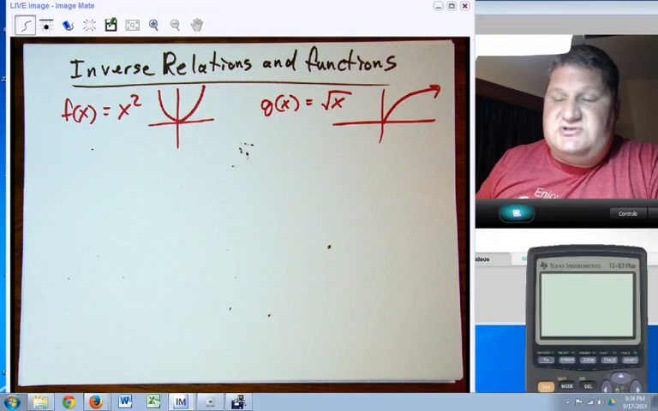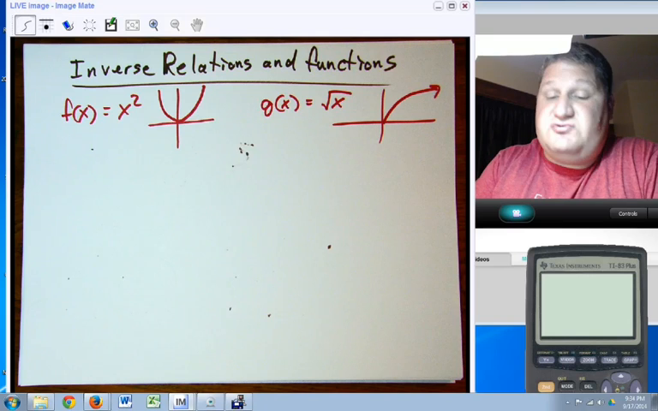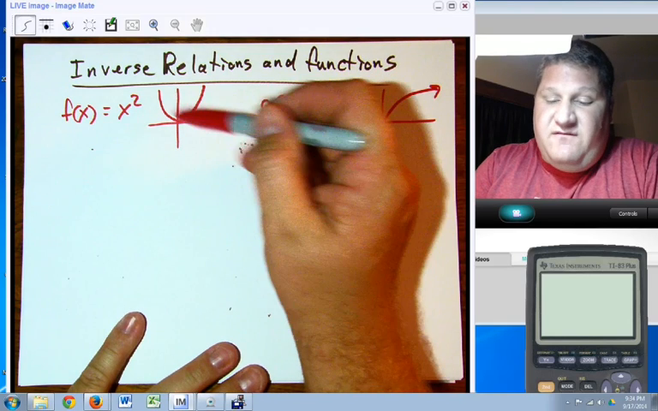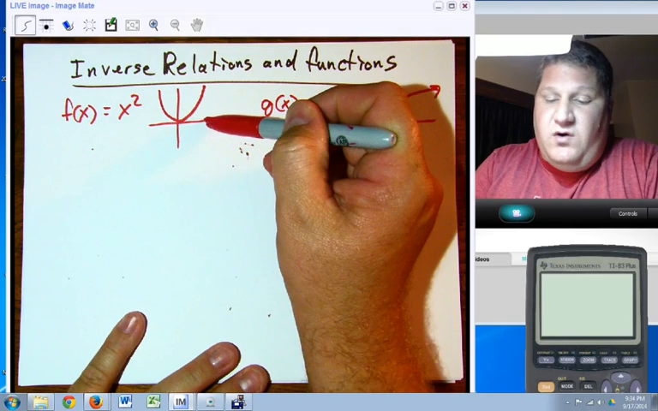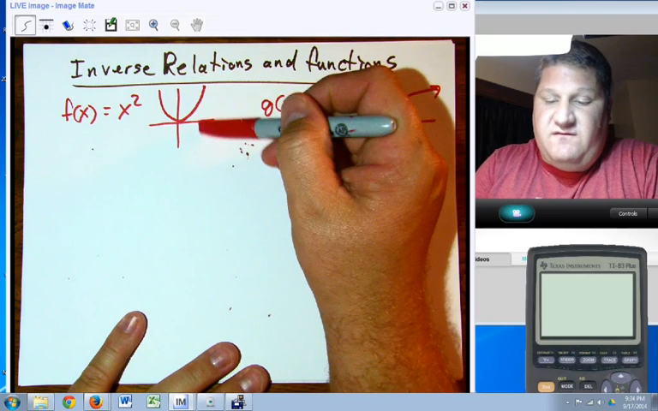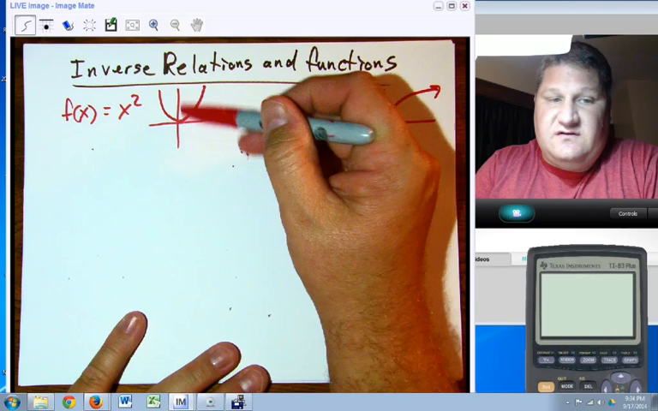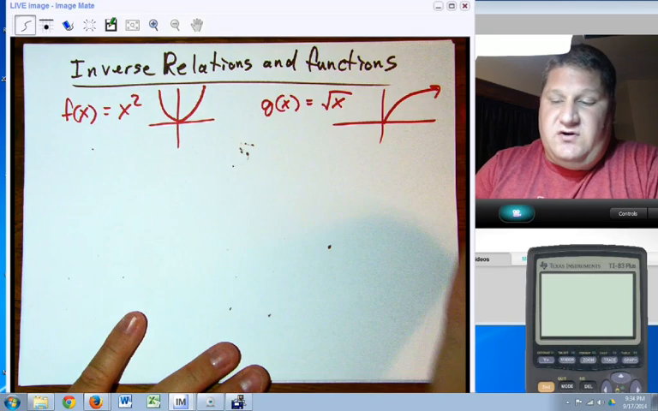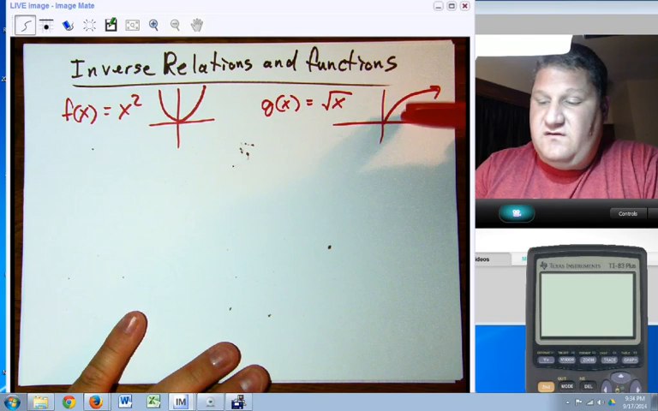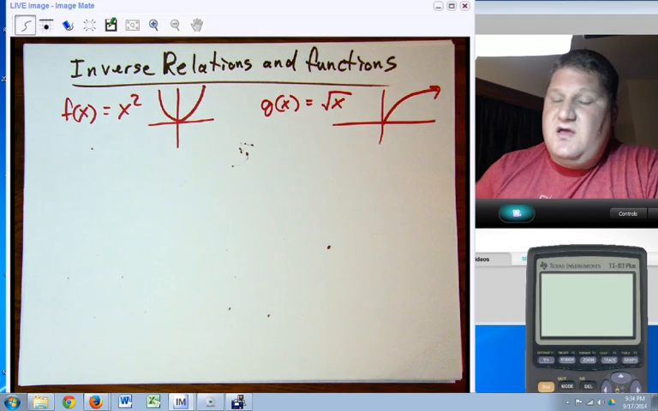Okay, ladies and gentlemen, we're going to start talking about inverse relations and functions. Just as a reminder, a function is a graph for which every x has one and only one y. The way you test if something is a function is you do a vertical line test. Now this, of course, passes a vertical line test. Now you say g of x equals square root of x. Well, that passes a vertical line test too, doesn't it?